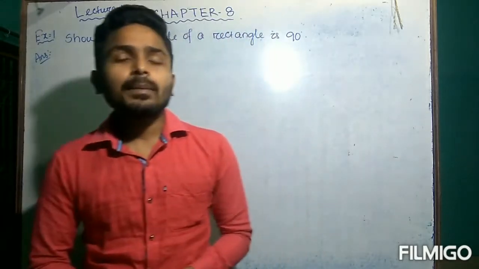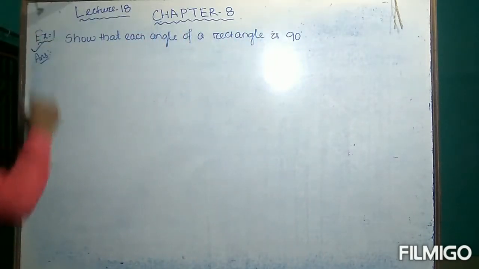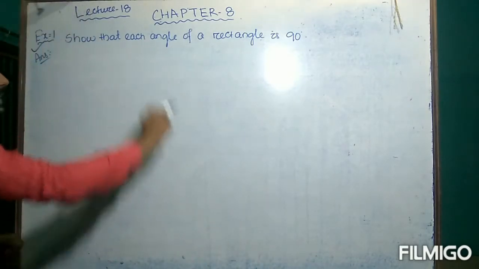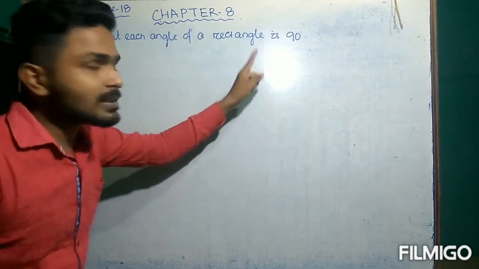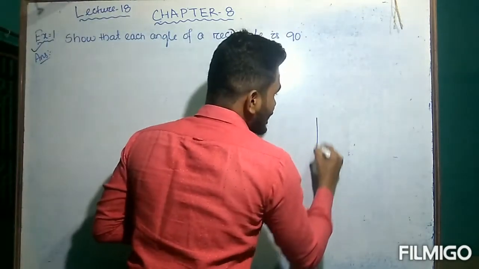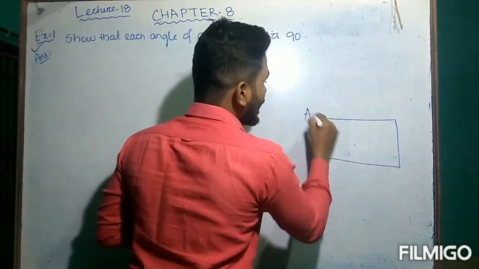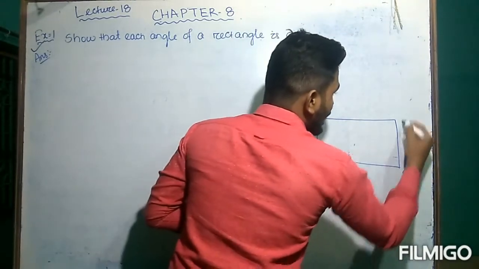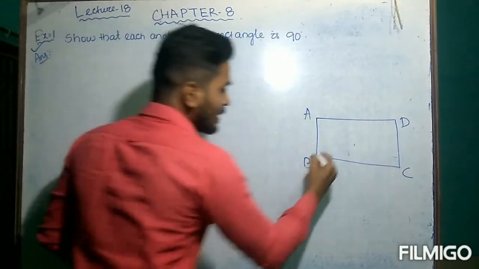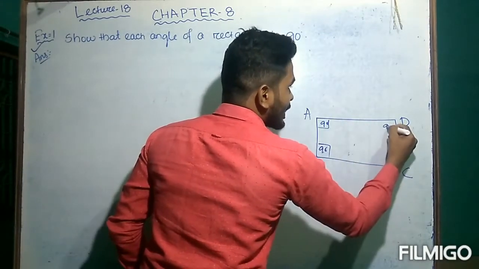So without wasting time, let's start with the first example, example number 1 from the NCERT book. Here the question is to prove that each angle of a rectangle is 90 degree. So if there is a rectangle ABCD, then we have to prove that each angle is 90 degree.